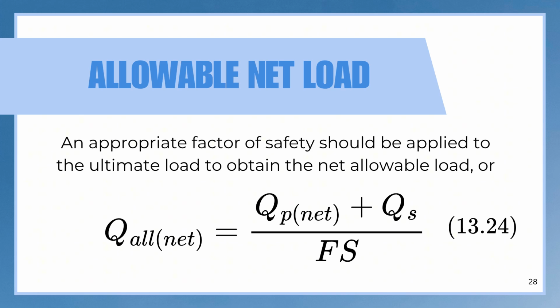Next, to obtain the allowable load, we apply a factor of safety to the ultimate load. As shown in equation 13.24, the allowable net load is calculated by dividing the sum of base resistance and shaft resistance by the factor of safety. This ensures that the design remains safe under working conditions.